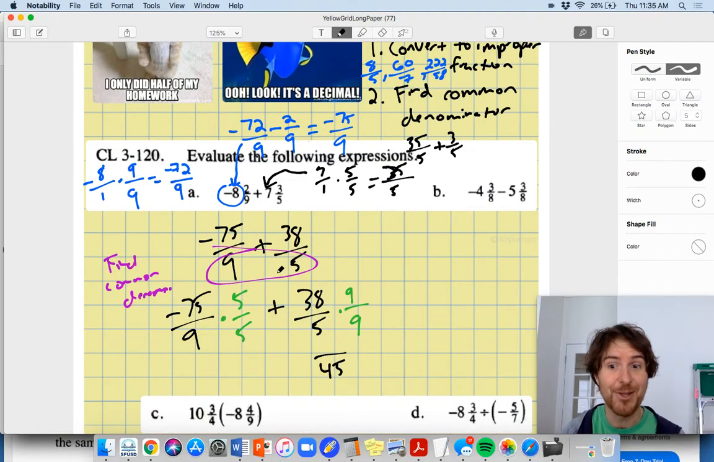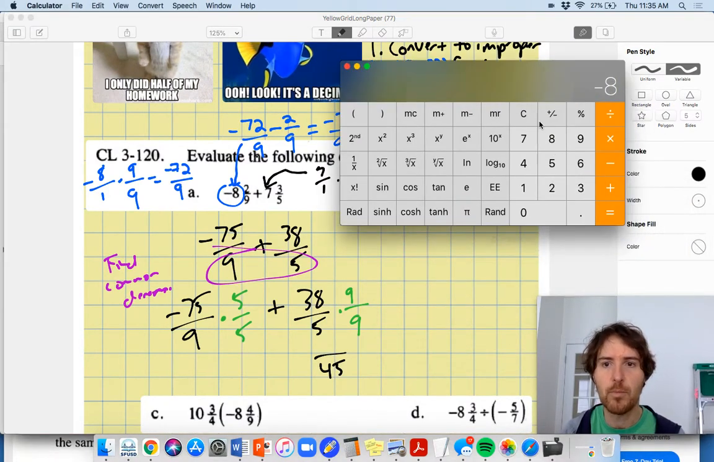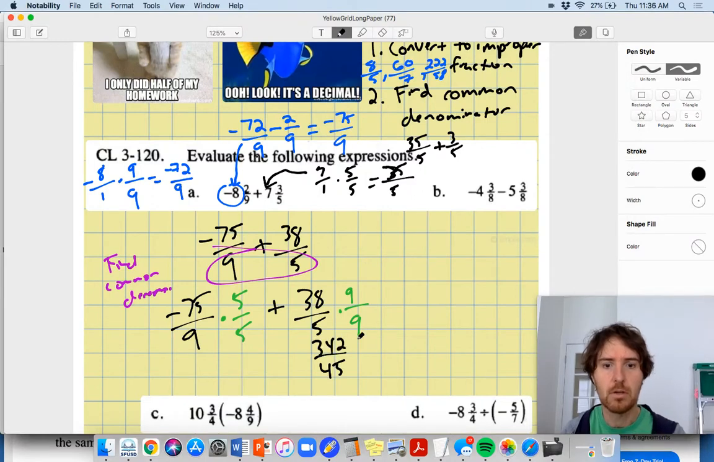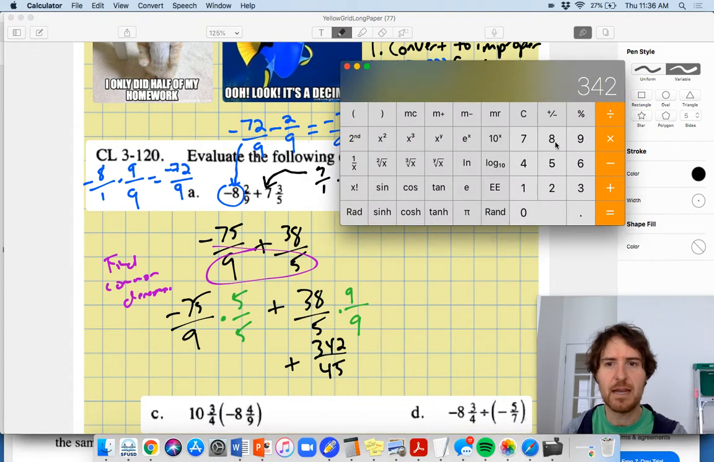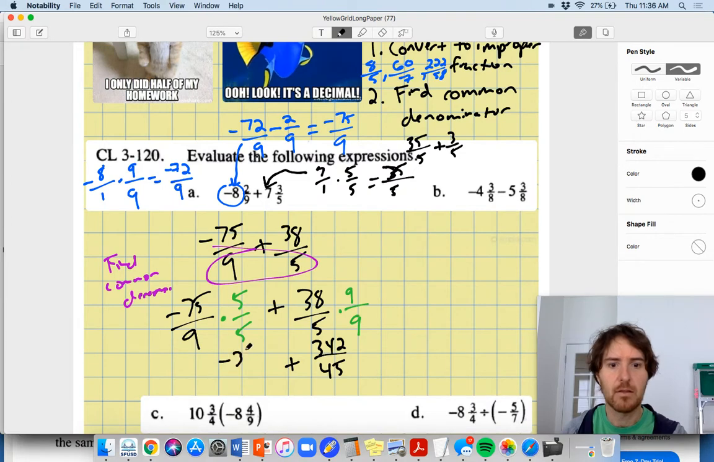In a second, I will. And 38 times 9, ooh, that's messy. That's why I have your trusty calculators out during class. You don't want to do that mentally in your head. You want to save your brain space for what to do in the problems, not just what the answer is here. So you're going to do 38 times 9. Okay, we got 342. Okay, and then we have negative 75. So we got 75 times 5. Okay, negative 375 over 45.